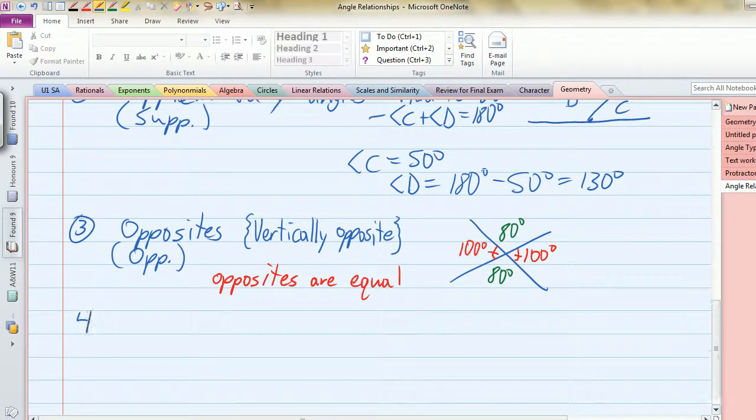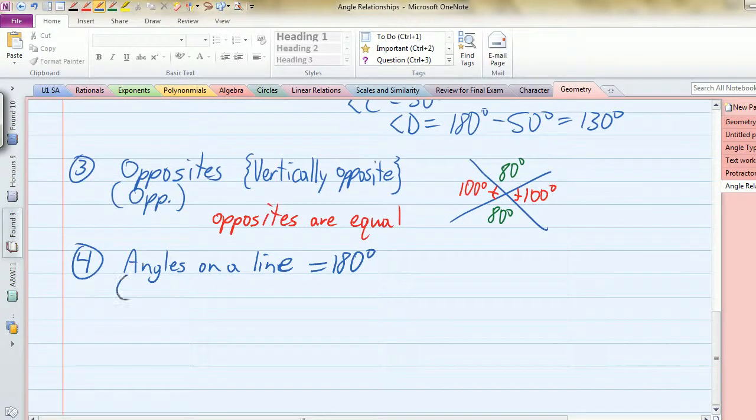Relationship number 4. Angles on a line. Okay. Those ones equal 180 degrees. So if you have just two angles, we usually use the supplementary rule. If you have more than two angles on a line, we use angles on a line. And the abbreviation would be AOL. The O can be lowercase or capital, it doesn't matter. But I like to use all capitals to keep it simple. AOL, angles on a line.